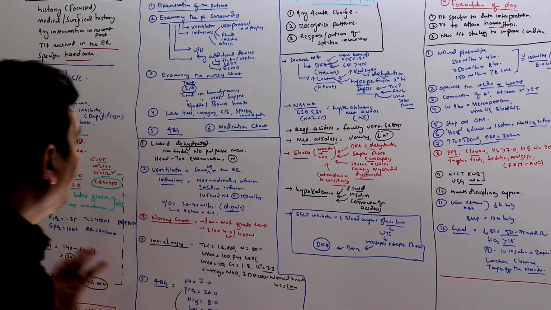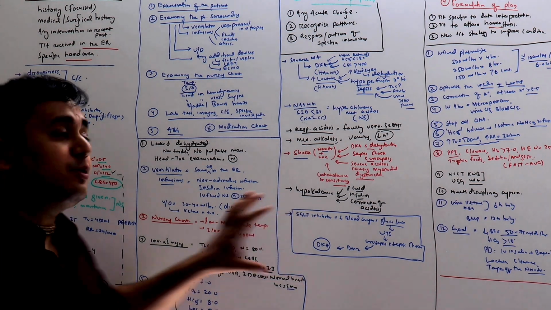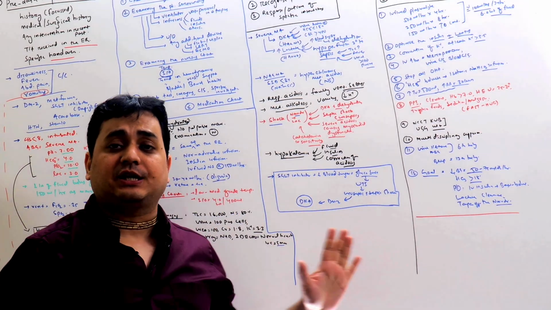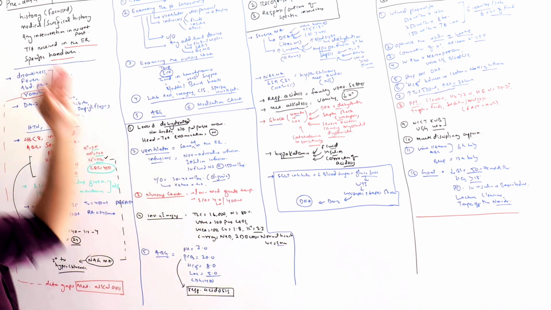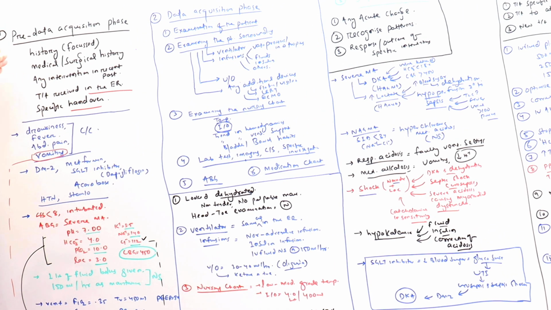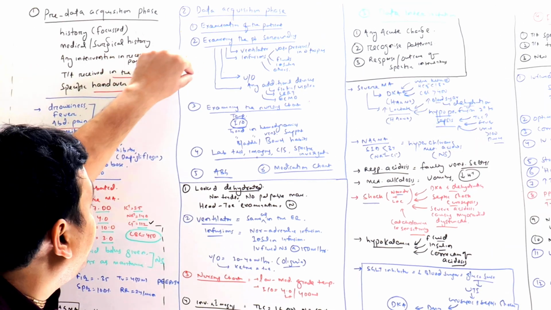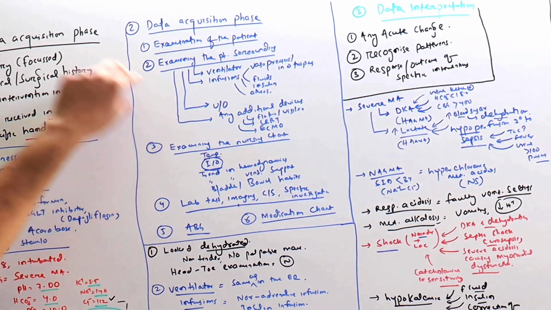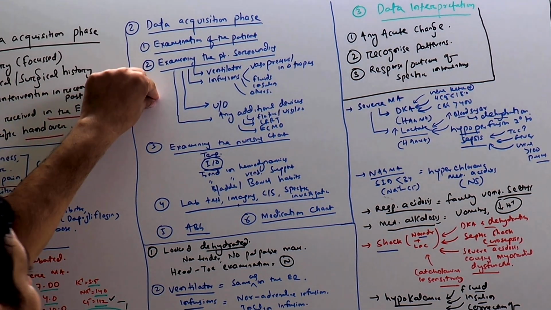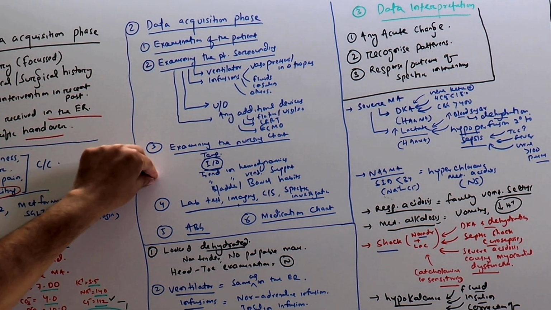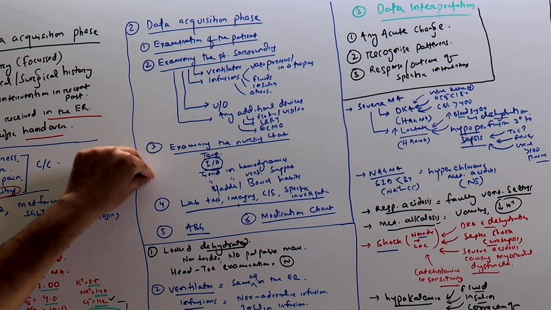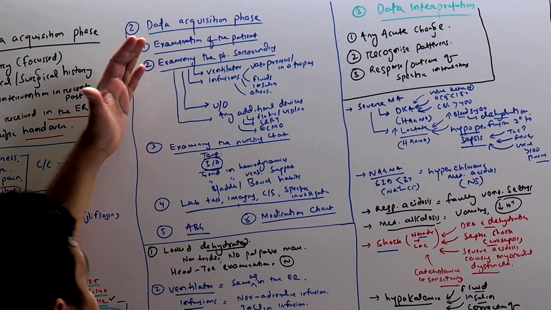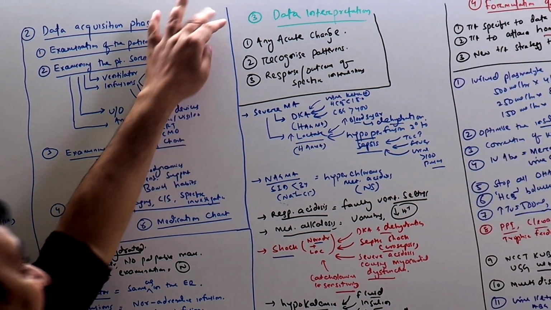So this is how, whenever you are writing a note, this is the thing you have to take care of. So we have clearly discussed how to write a note. To start with, the pre-data acquisition phase, where we take the history, take relevant medical and surgical history, treatment received in the ER, and specific handover. In the data acquisition phase, this is the most important phase. We are actually standing beside the patient, looking at the patient, his surroundings, examining the nursing chart, lab test, imaging, culture, specific investigations, ABG, medication chart, and based on the data acquisition, we do data interpretation.